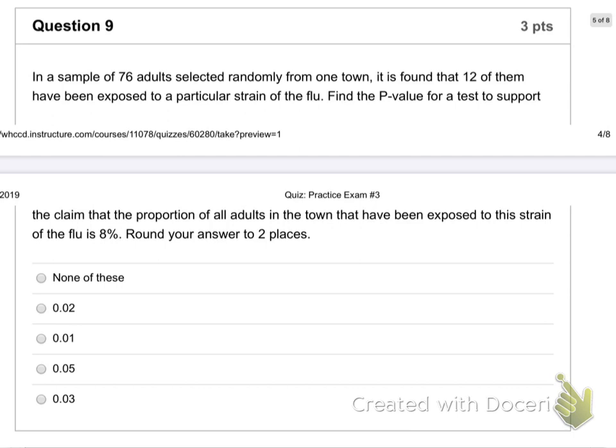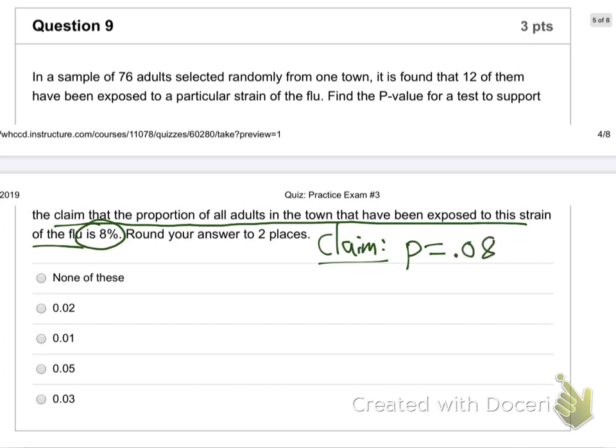What's the claim on this one? Let's start there. What's being claimed? That's a little tricky on this one. What's being claimed? Yeah, claim that the proportion of all adults in the town that have been exposed to this strain of the flu is 8%. Is that a percentage? Yeah, it's a percentage, huh? Clearly, it's a percentage, right? P equals 0.08. Not mu. In other words, not an average, is it? So there's the claim. Also, here's one right here.